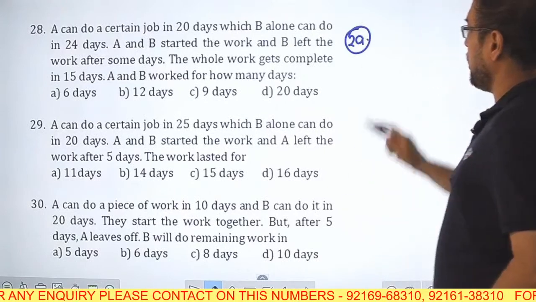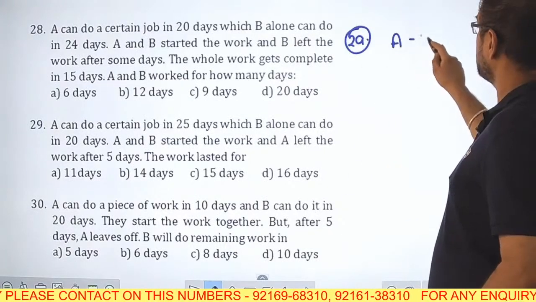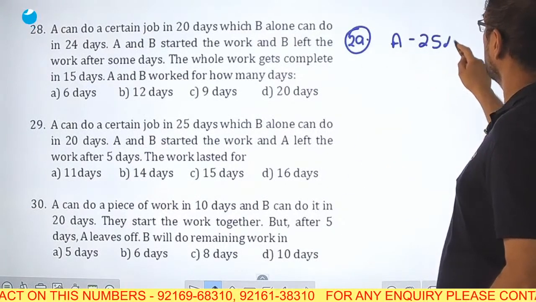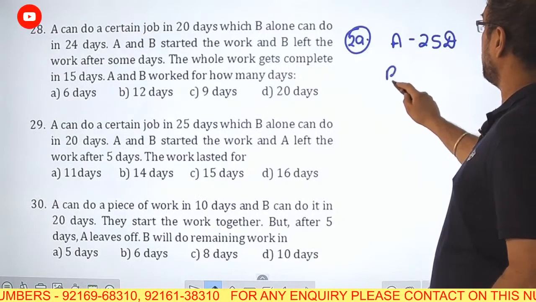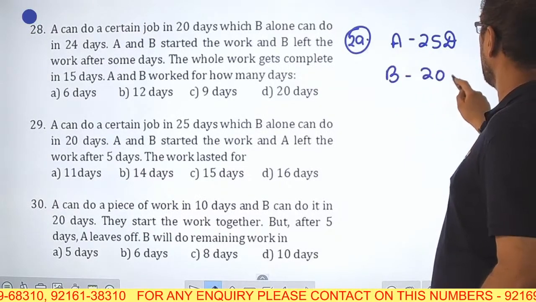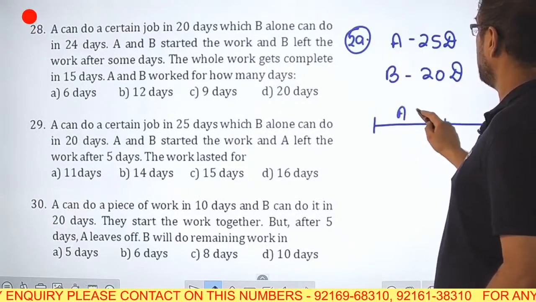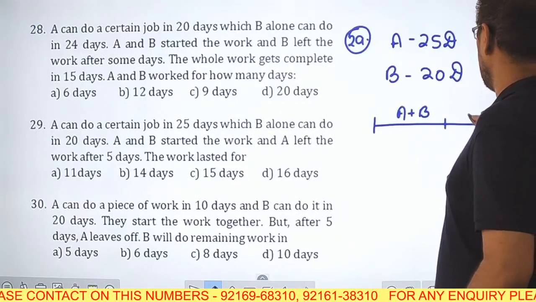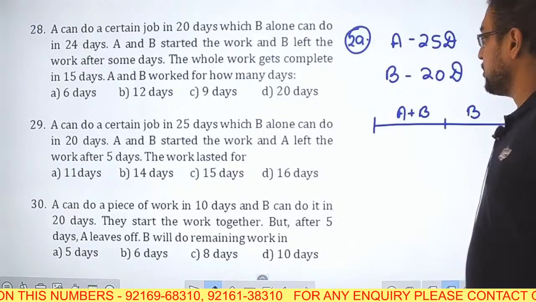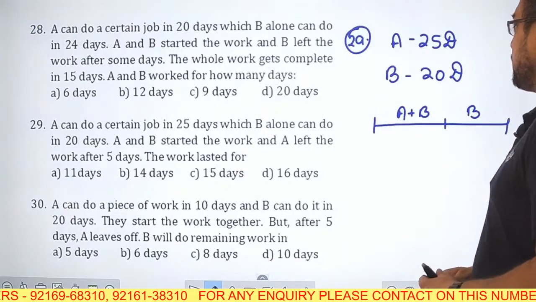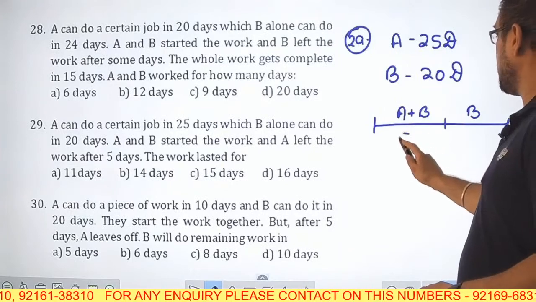A can do a certain job in 25 days. B alone can do it in 20 days. A and B started the work, and A left the work after 5 days. So B is working, so A left after 5 days.